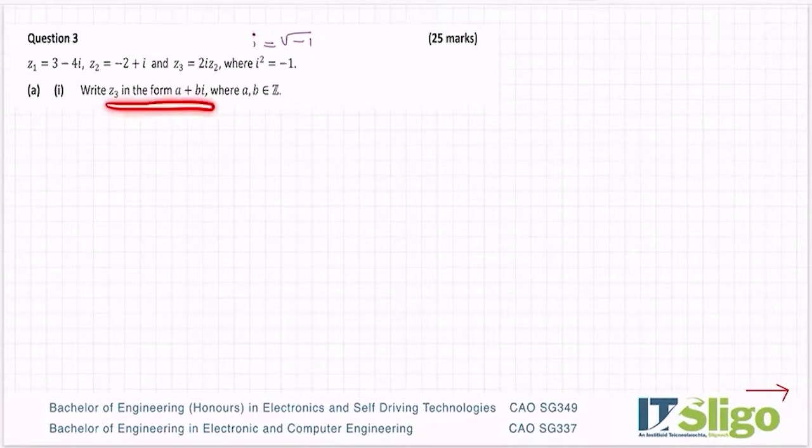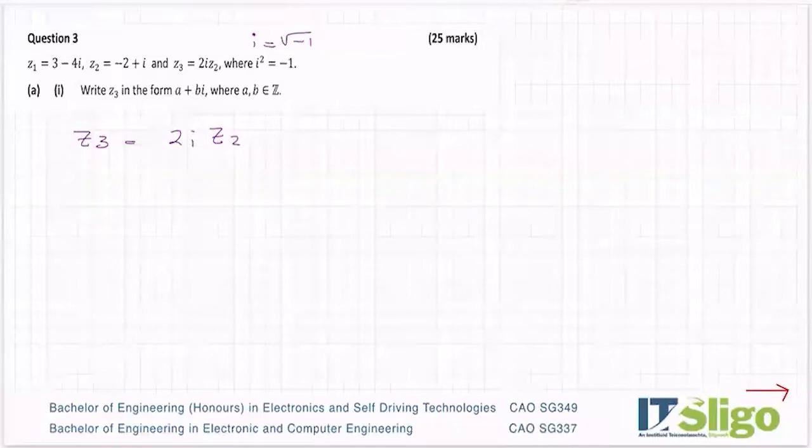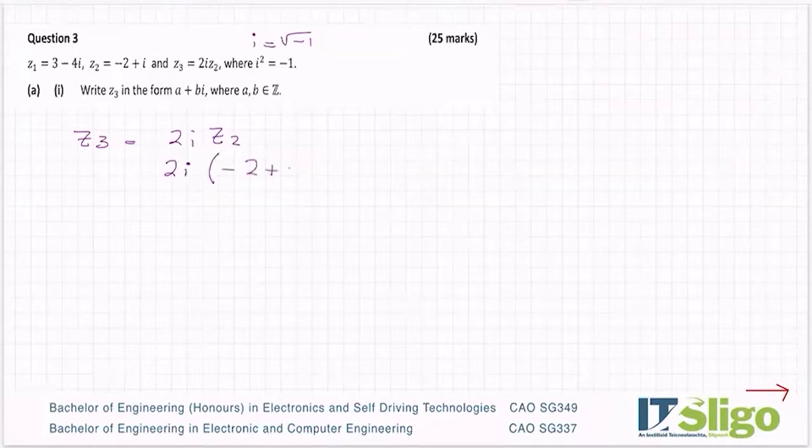And they want you to work out z3 and write it in the form a plus bi. So this is often called Cartesian form of a complex number, or rectangular form. And it's the normal form for a complex number. Okay, so how do we do it? Well, z3 is 2i times z2. So you leave the 2i there and let's sub in z2. So I just replaced z2 with the complex number, and let's multiply it like you would any other algebra.